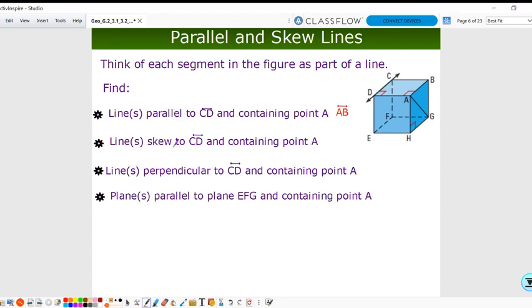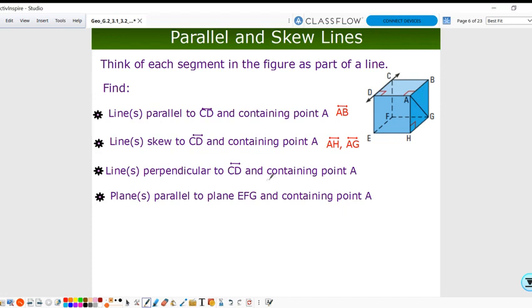Next, a line that is skew to CD. So here's CD. A skew line is not going to intersect this at all, and it won't be parallel to it. So if you're thinking maybe AG, that would work. Also AH would be skew to line CD.